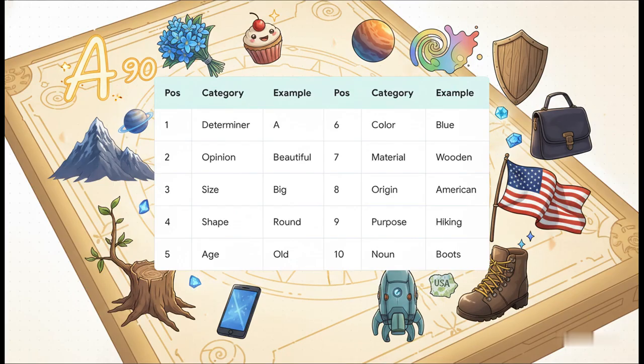1. Determiner or number, like a or 90. 2. Opinion, beautiful. 3. Size, big. 4. Shape, round. 5. Age, old. 6. Color, blue. 7. Material, wooden. 8. Origin, American. 9. Purpose, like hiking. And 10, the noun itself, boots. It sounds like a lot to remember, I know, but let's practice it.